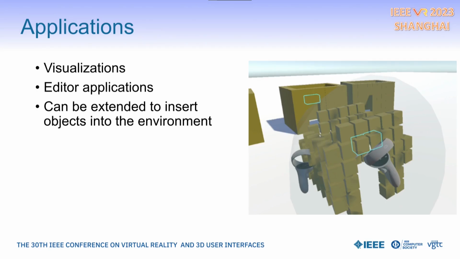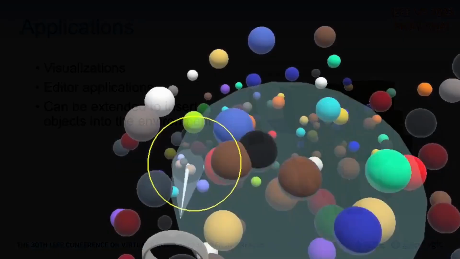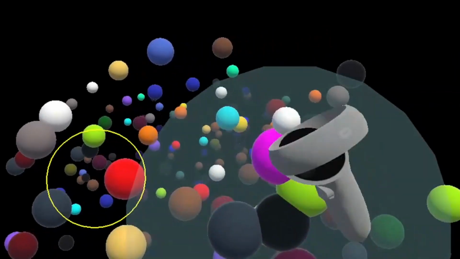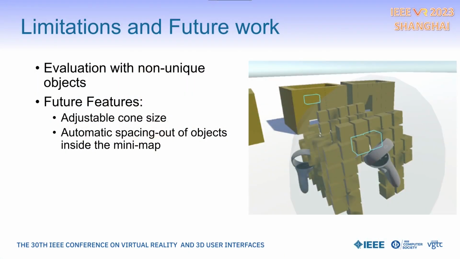for additional object manipulation. A limitation of our study is that we only evaluated the different techniques in a scenario where the target object was unique. In future work, we plan to run additional user studies to address this, and also to test new features, such as making the highlighting cone resizable and automatically spacing out overlapping objects inside the minimap.